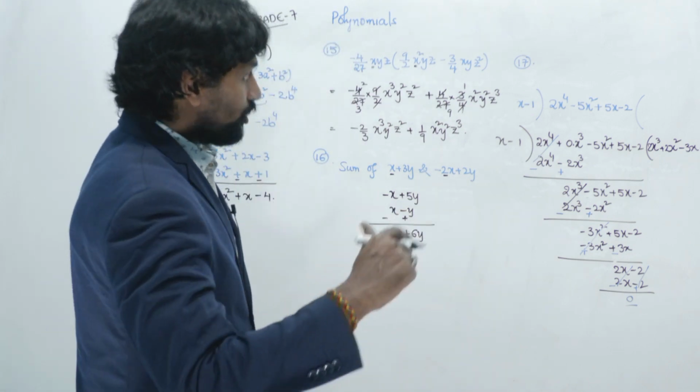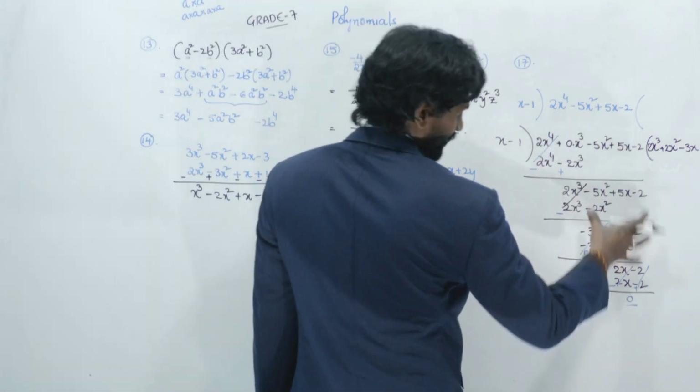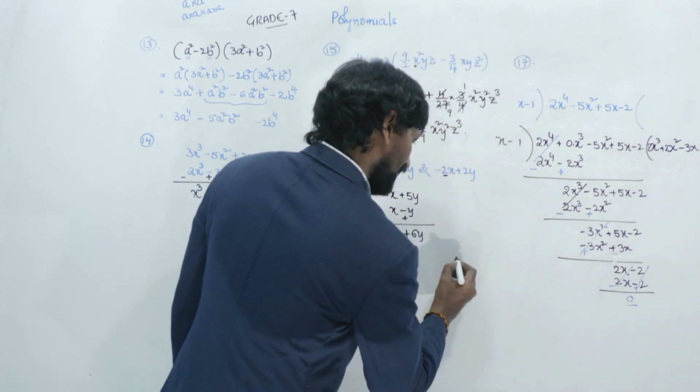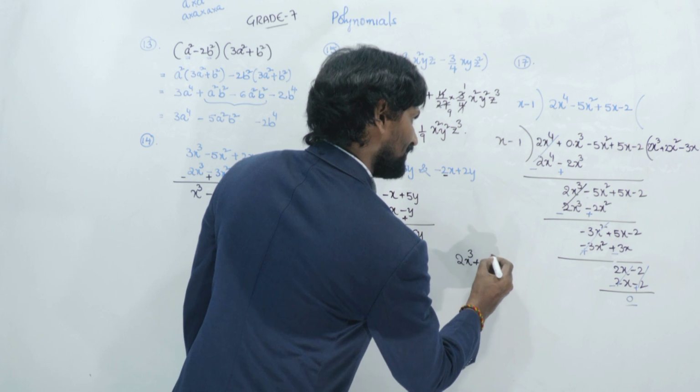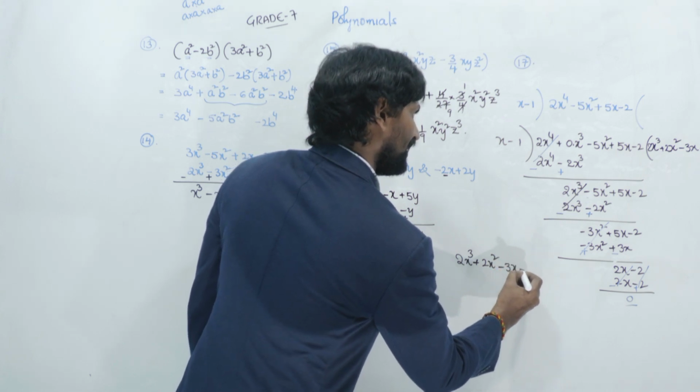Now it is given already. After doing the division we are getting the result. That result is 2x cube plus 2x square minus 3x plus 2.